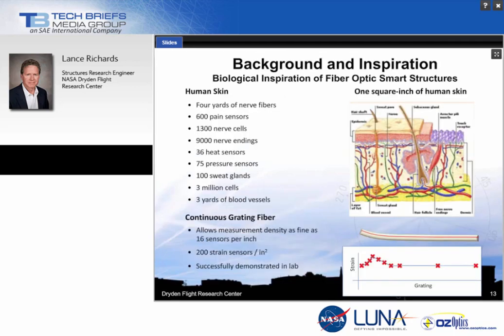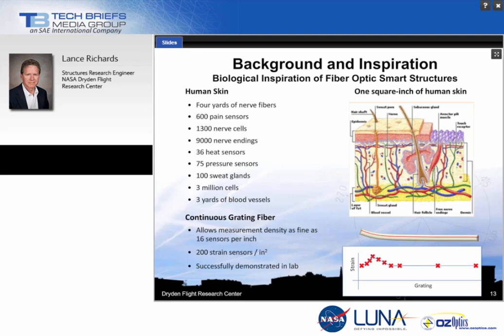One of the key areas of inspiration for us has always been the human body. As you're looking at this model of a square inch of human skin, it's incredible what kinds of information are available and how many sensors can be packed into this little square inch. You can see the numbers there: 9,000 nerve endings, 600 pain sensors, 75 pressure sensors, etc. God's been doing a great job with this over the years.